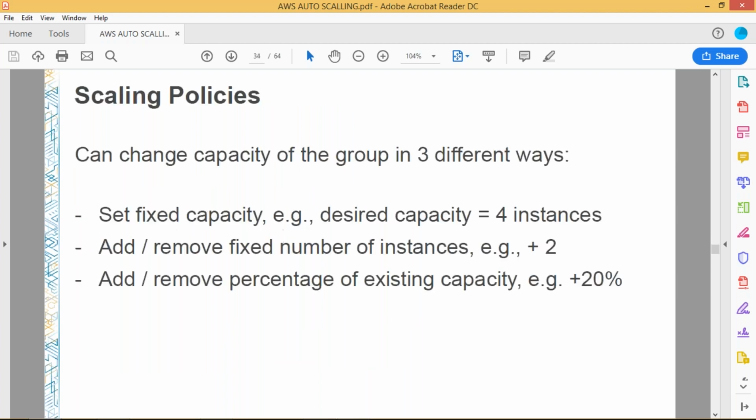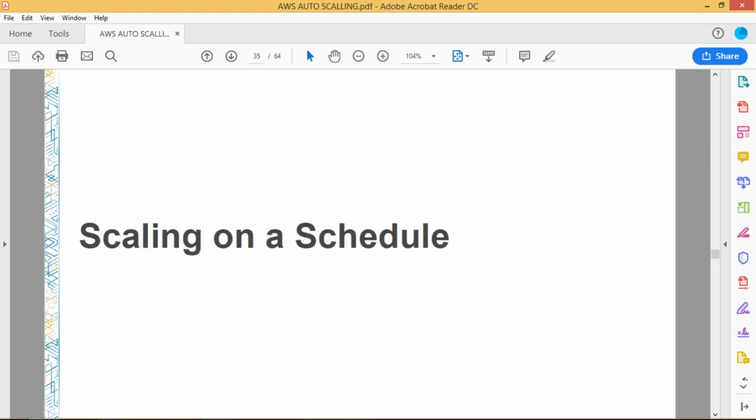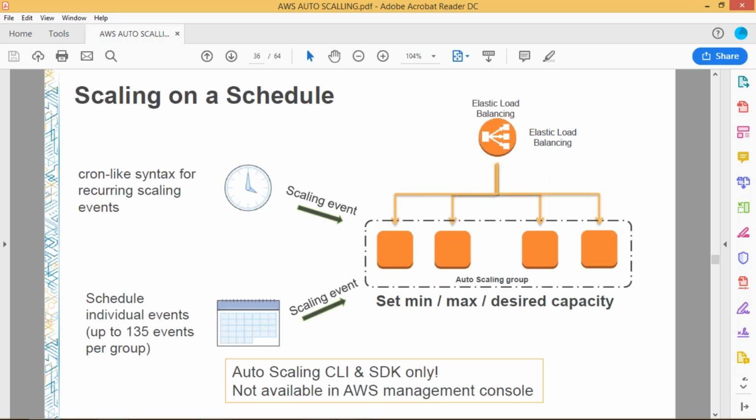So what kind of policies can we provide in scaling policies? Set a fixed capacity, a desired capacity for instances, remove a number of instances, for example more than two, or remove a percentage, such as 20%. That sort of thing we can go for. Scaling on a schedule: we can also create scheduled scaling events.